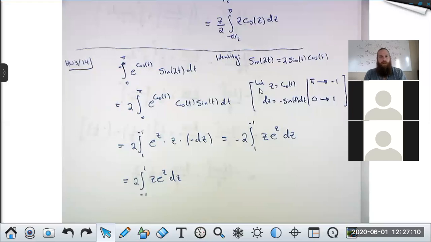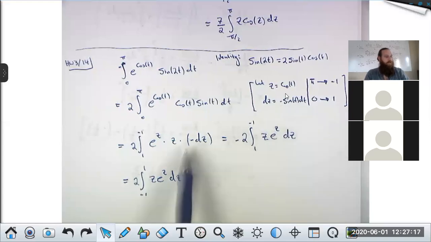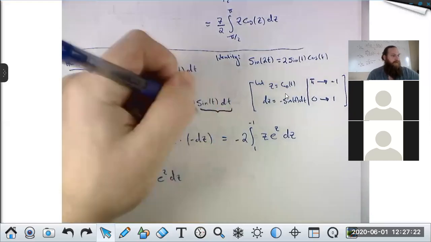The sine t got eaten up by this differential term right here. dz is negative sine t dt, which means negative dz is sine t dt. So this piece right here is negative dz.